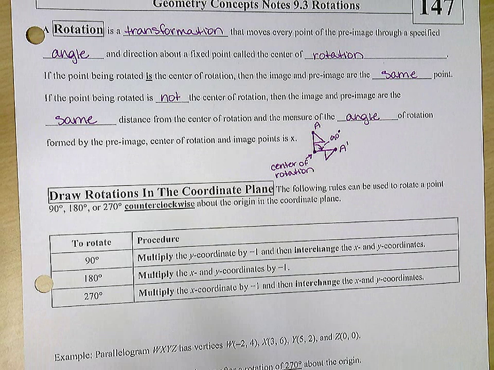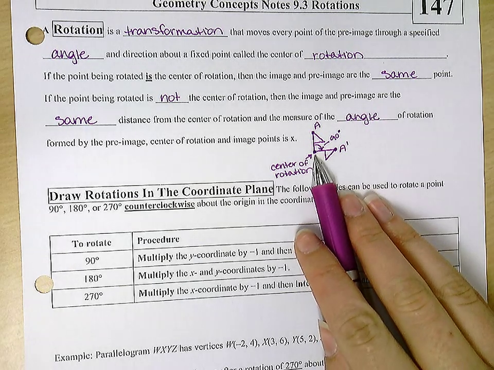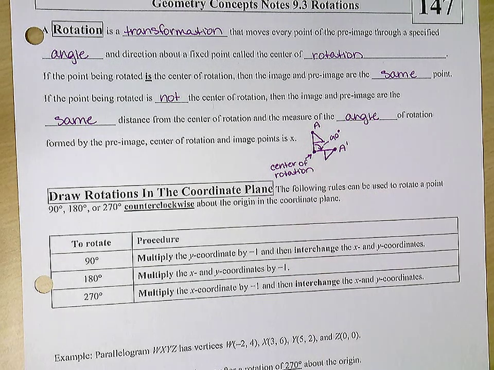And it should keep that same shape. Your orientation may be different, but it still stays the same size and same shape. And all of your points are rotating around that center of rotation there. Questions on that before I get into the rules for a coordinate plane?